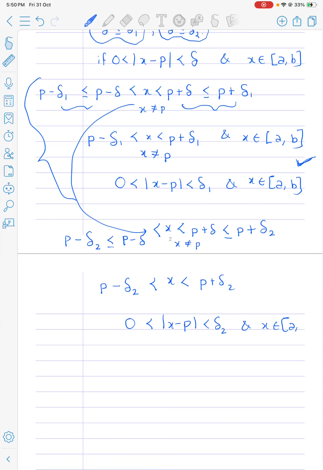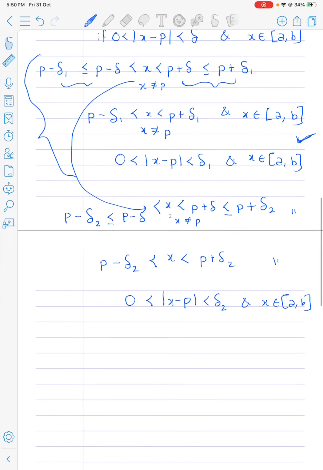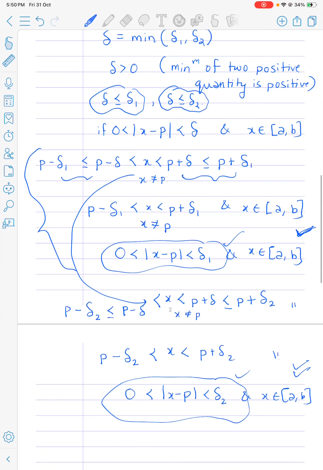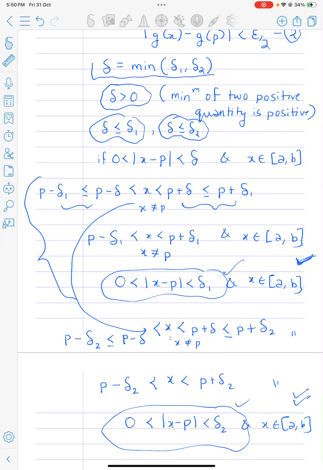I'm not writing this one. This one is common here. This x belongs to (a, b). So both of these are true. This one, let's say this is double tick and this is tick. These two. Both of these conditions are true if you take this delta.